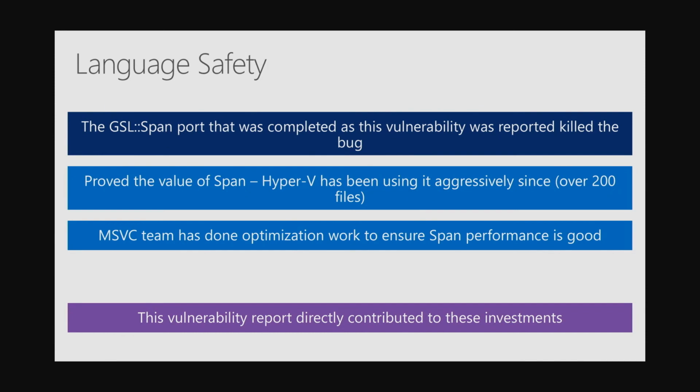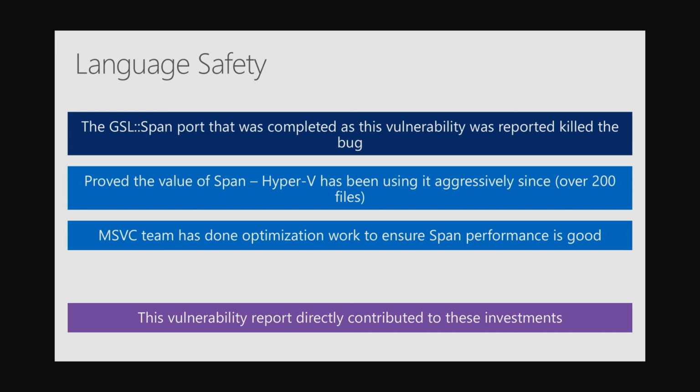Let's talk about language safety. One of the things that we've been really interested in lately is how we can just eliminate vulnerabilities from our products. And as I mentioned, I had stopped pen testing this component to go and port GSL span into it. And when we saw that GSL span actually killed the bug, that was a great signal to the Hyper-V team and other groups in Microsoft that using things like GSL span is absolutely worthwhile. It can save us from really nasty issues.